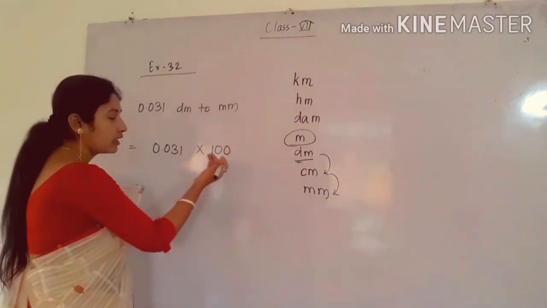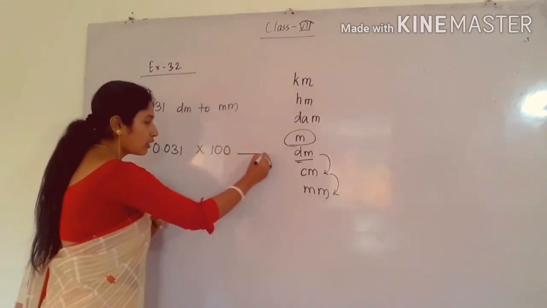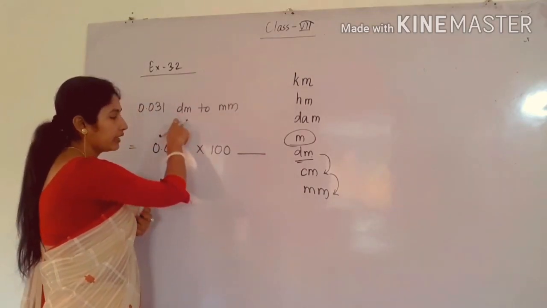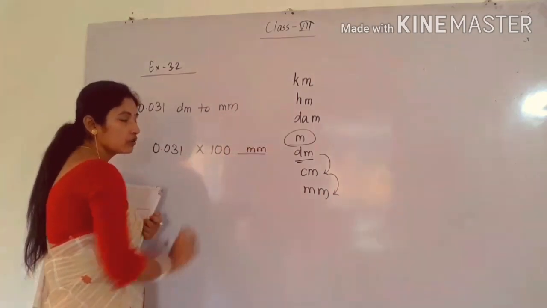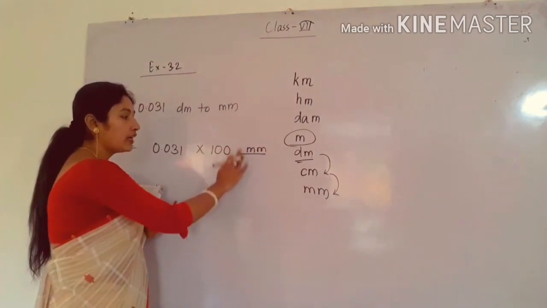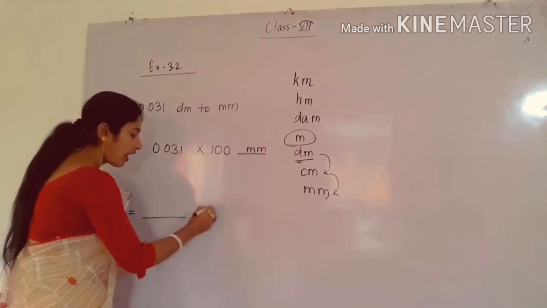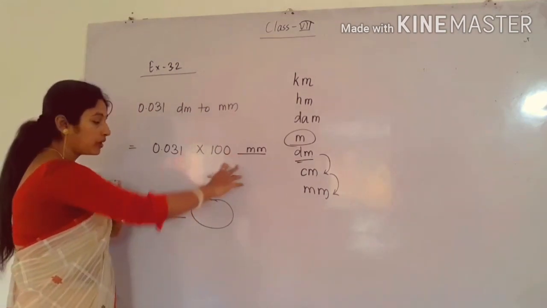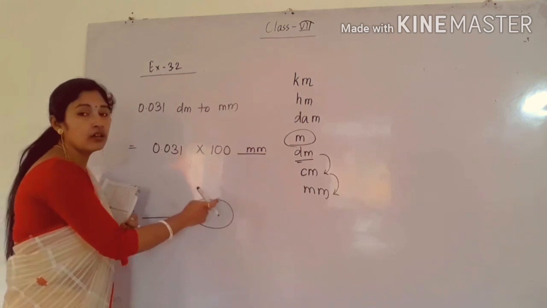Now when I am multiplying it by 100, here if you want to write the unit, you can write the unit. But here you cannot write dm, because it is already converted to what? Millimeter. So if you want to write it, you can. Otherwise, in the final answer, you have to write the unit. Here it is not compulsory, but finally when you are writing the answer, you must write the unit.